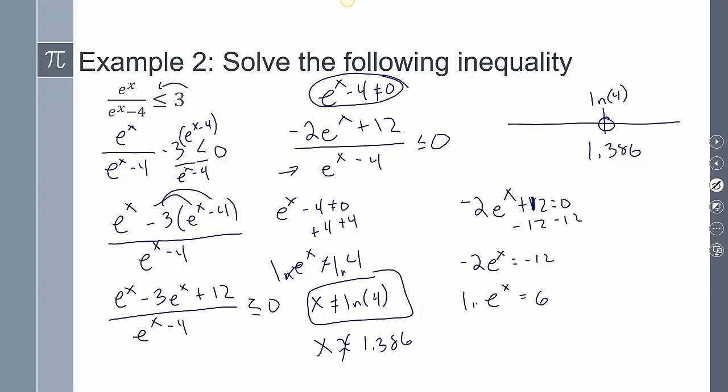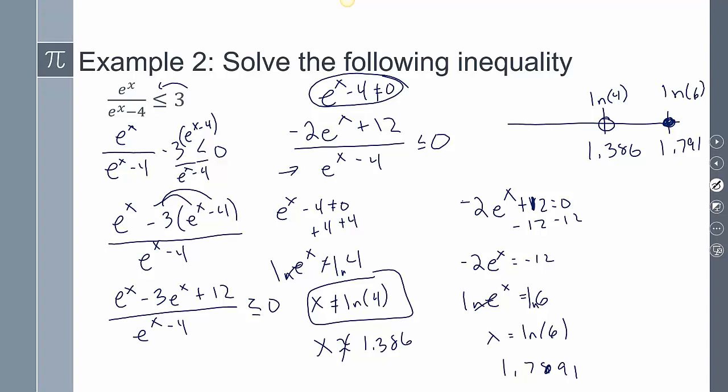Take ln to both sides. X is ln of 6. So I need to do that in my calculator. So ln 6, that's approximately 1.791. So right here, that's a closed circle at 1.791, and that's going to be ln 6.